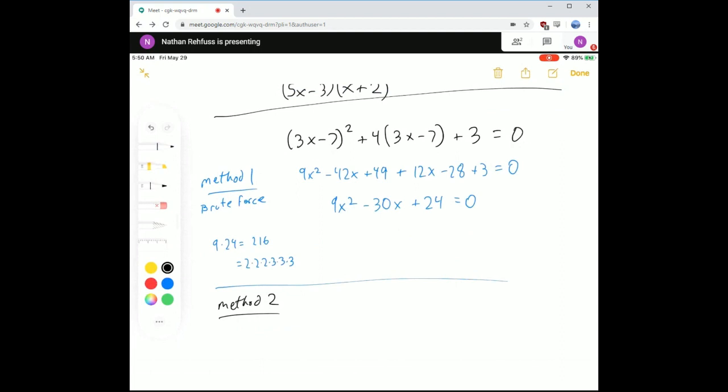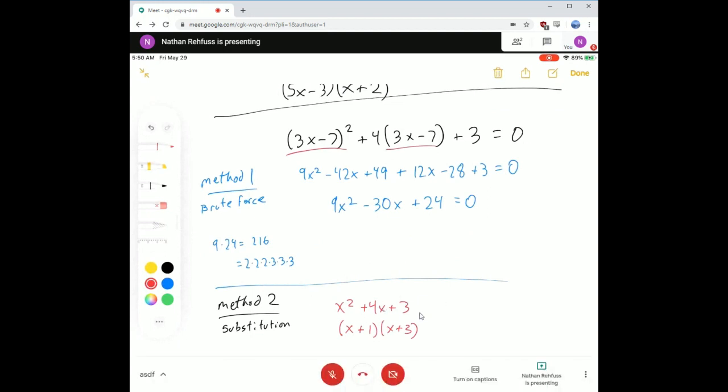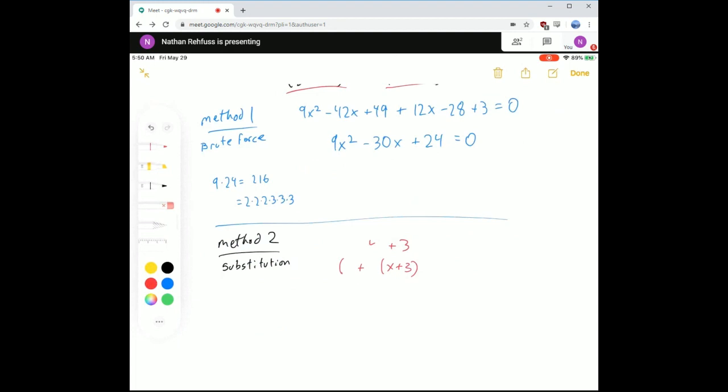I'm going to call this substitution. Now take a look. If I were trying to solve x squared plus 4x plus 3, it would be very easy. I could write it as x plus 1 times x plus 3. And then I could get my solutions. Do you see what the original equation has in common? It's got a thing squared plus 4 of the thing plus 3. If only that thing were a single variable, right? Just this here. Let me copy this down here.